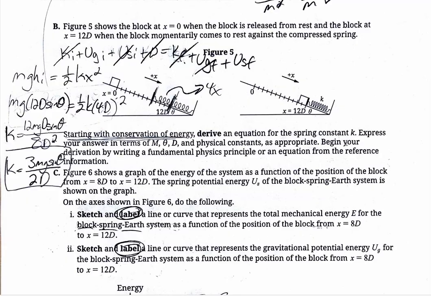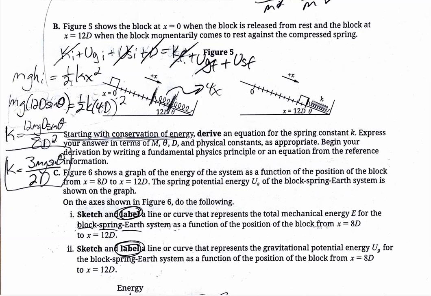It says derive an expression for the spring constant in terms of variables provided. So we're starting at 0 and ending at 12D. So we start with potential, end with spring. That's it. We're at rest at 12D. Admittedly, I did not get this perfect. I did my work energy theorem. I'm going to probably get a point for that.